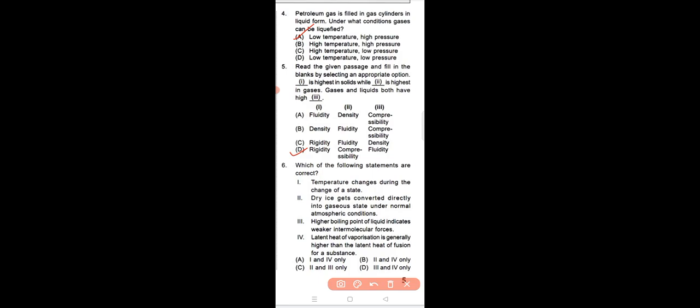Next, in case of gases, compressibility is the highest, and gases and liquids both can flow, so they have the fluidity property. So option D is the correct answer for that. Okay. Now question number 6.